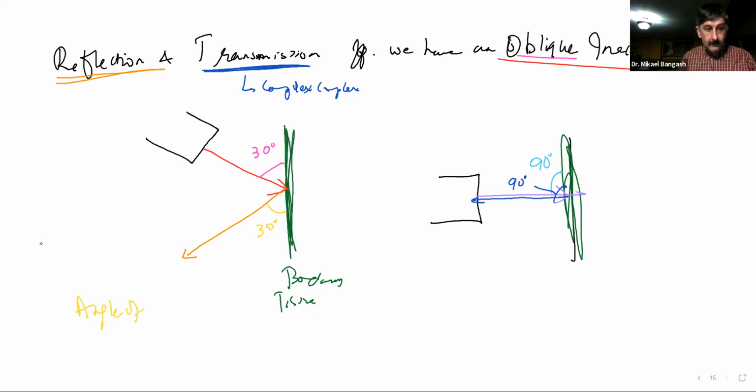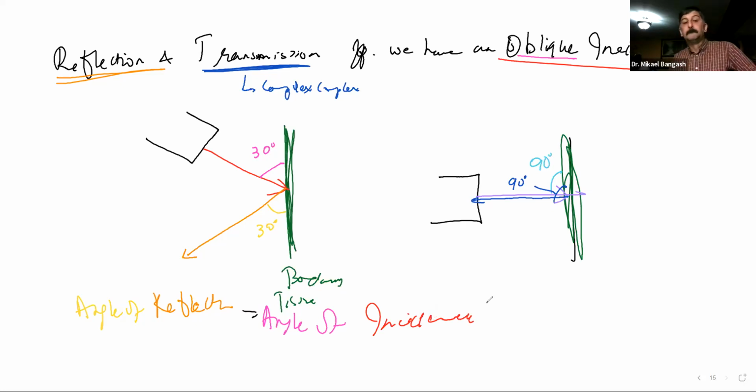What we mainly can say is that our angle of reflection equals the angle of incidence. Did you guys get that?